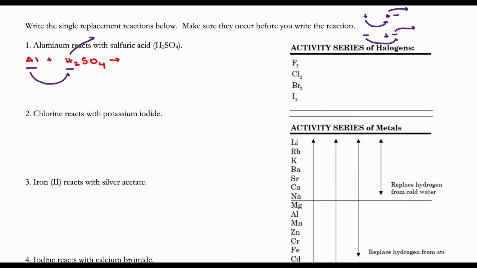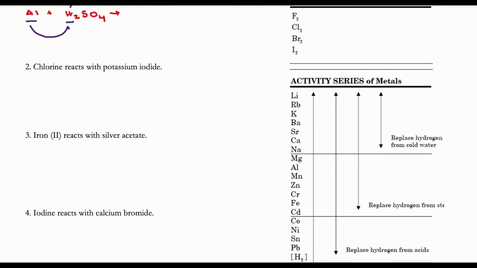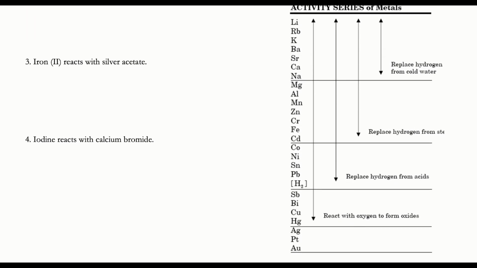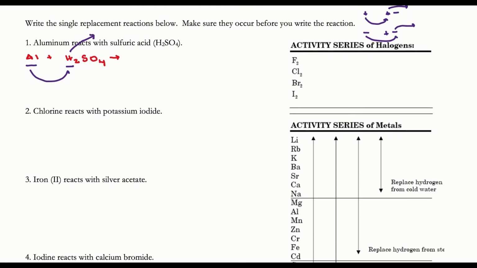Let's quickly look at my activity series to confirm that this reaction does in fact take place. In order for this reaction to take place, aluminum needs to be higher on the activity series than hydrogen. Well, aluminum is right here, hydrogen is right here, so this reaction does in fact occur. Okay? So let's write out our product.